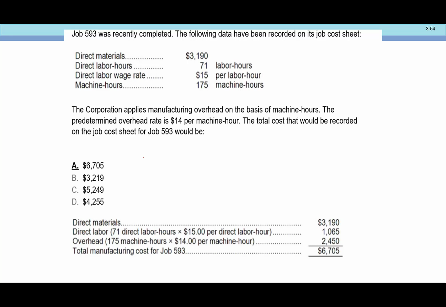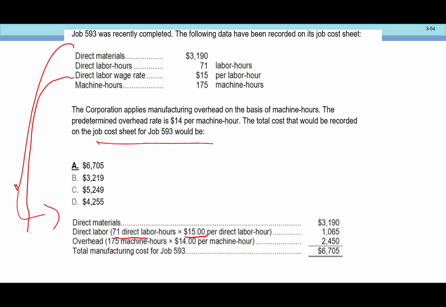Okay. Job cost sheet for job 593. You're going to pick up the direct materials. You're going to pick up the direct labor. Got to do a little bit of work there for direct labor: 71 labor hours times $15. I guess now we're moving to Louisiana. The rates are a little better there, I guess. Okay? So we picked up those two items.